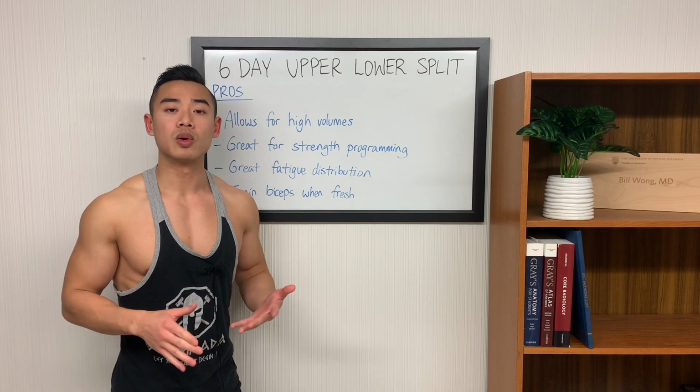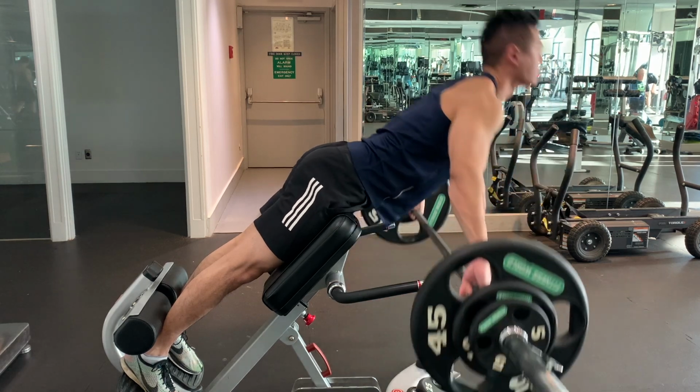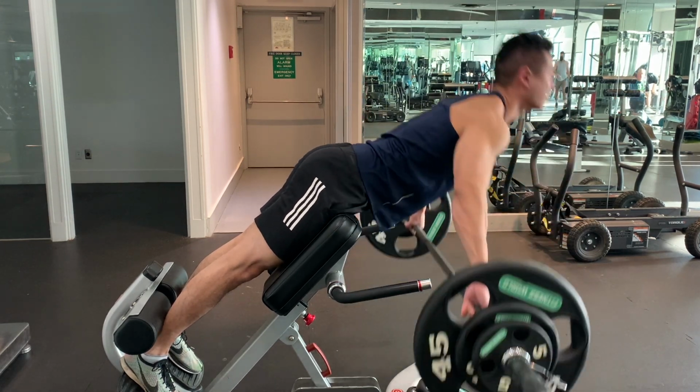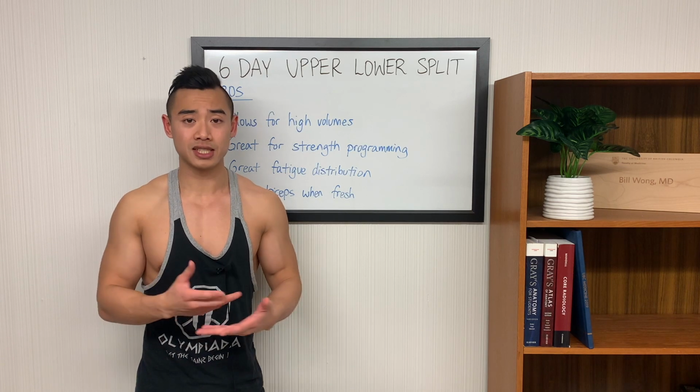Next, the 6-day upper lower has great fatigue distribution. The idea of fatigue distribution is that you want to spread out your stress as evenly as possible across the week so you can end up having the best aggregate performance across the entire week.